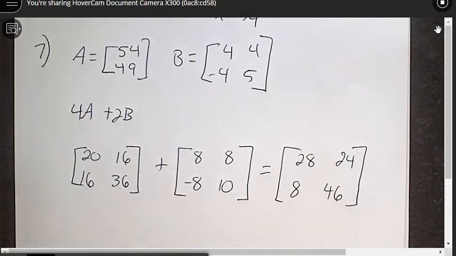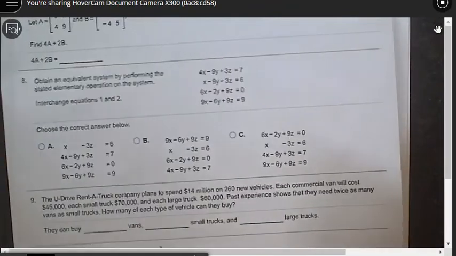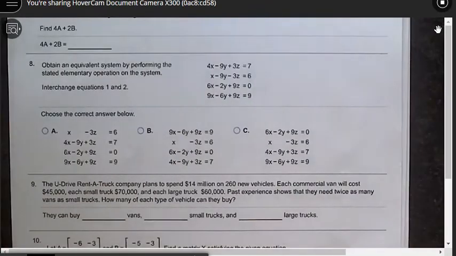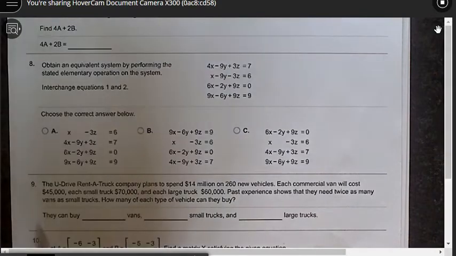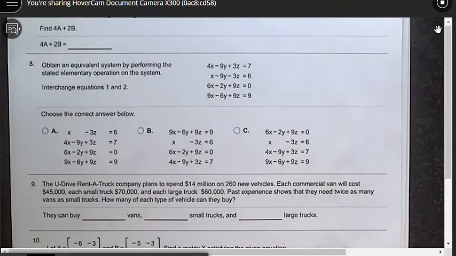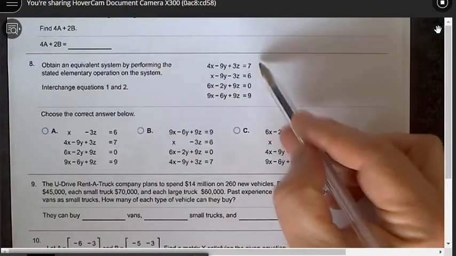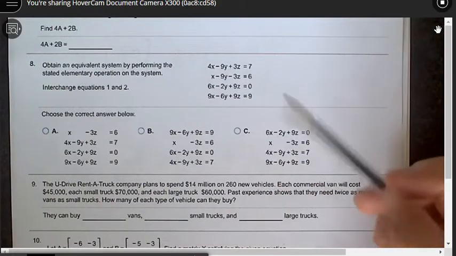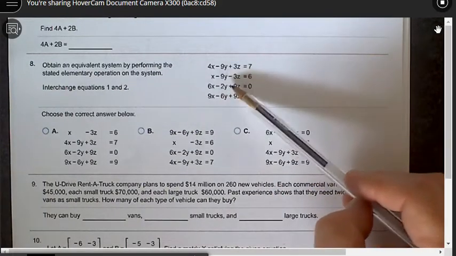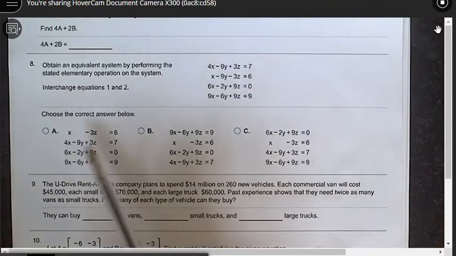Okay, and number 8 is one of those where you really don't have to show any work because it's a multiple choice question. It basically says, here's a system of equations that we have. You just have to interchange equations 1 and 2. So all we have to do is just swap these two, where the bottom ones will stay the same. So the top part needs to be x minus 9y minus 3z, which is not there.